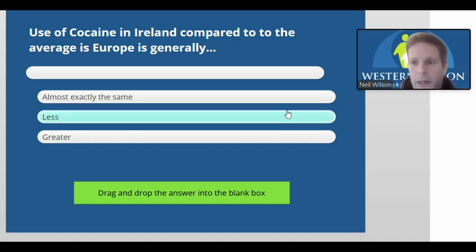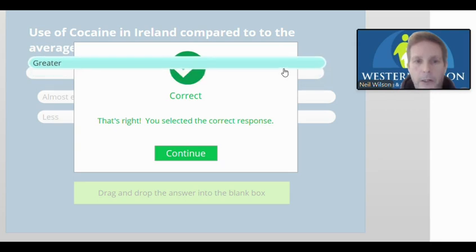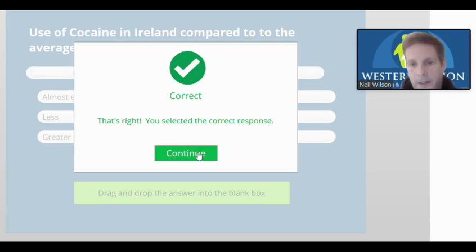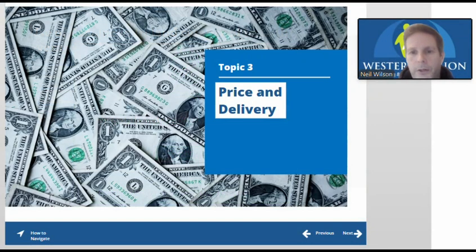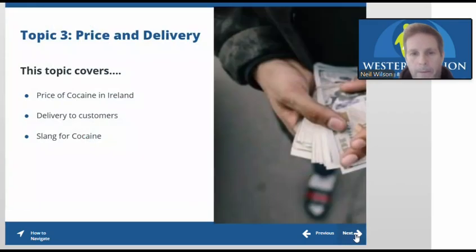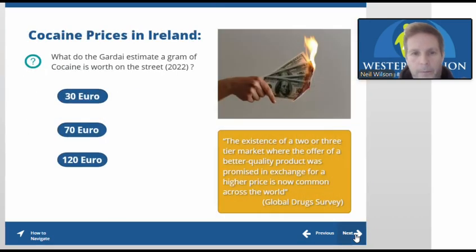So the quick question here is how do we compare to the rest of Europe, and generally use in Ireland is greater. Let's look at price and delivery next. We'll be looking at the price, delivery and slang.